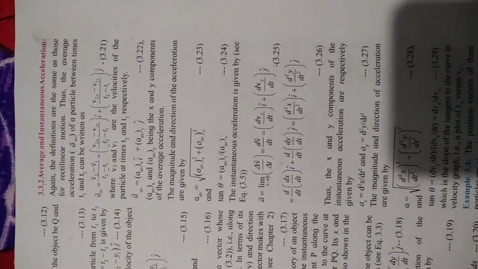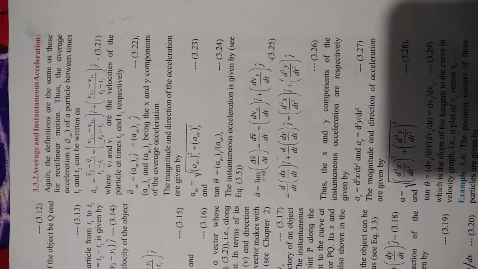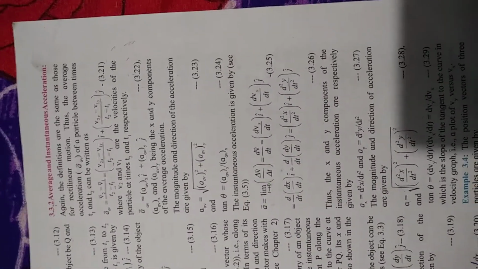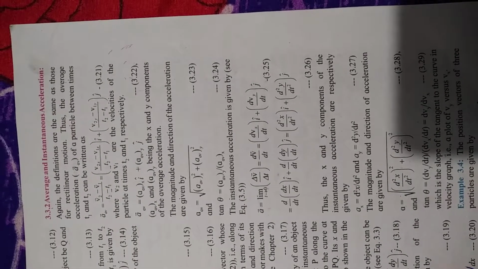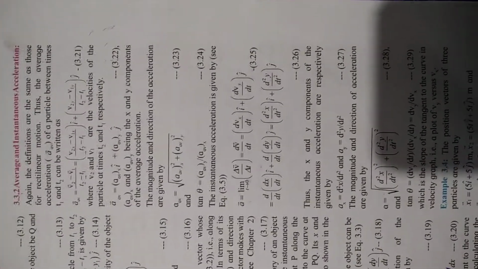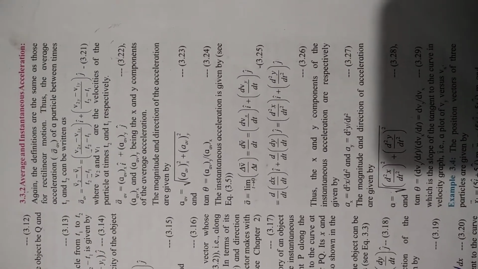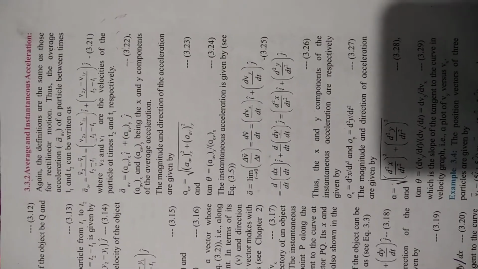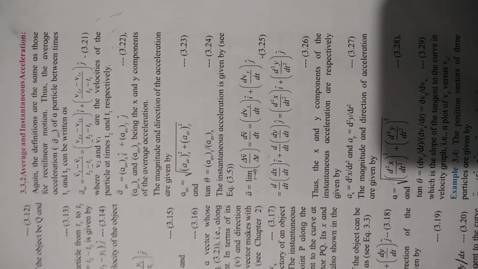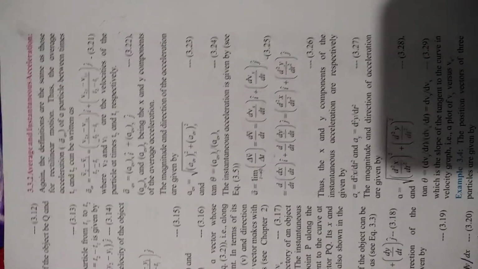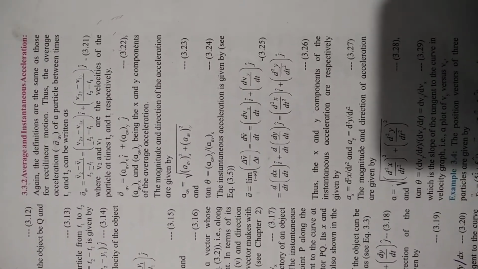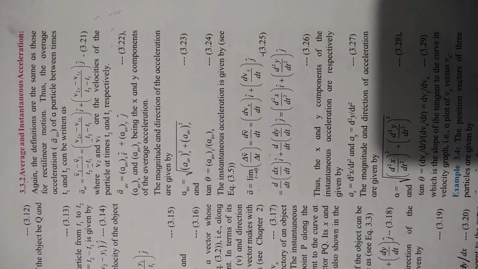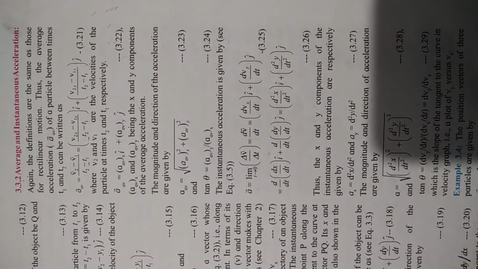Next is average and instantaneous acceleration. Same as velocity, we have to deal with acceleration. As velocity is the rate of change of displacement, that is, the derivative of displacement with respect to time, here acceleration is the rate of change of velocity, so the derivative of velocity with respect to time. There was delta x upon delta t, here you will get delta v upon delta t. So if v1 and v2 are the velocities of the particle, v1 is the initial velocity and v2 is the final velocity, then average acceleration is given by v2 minus v1 upon t2 minus t1.